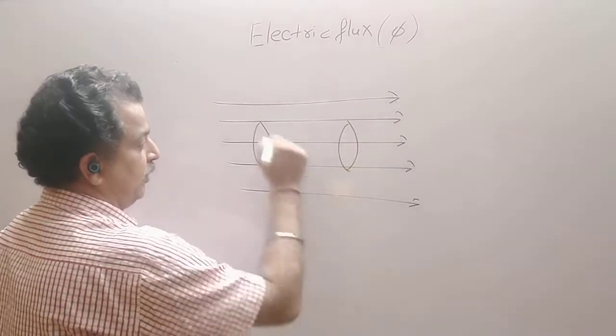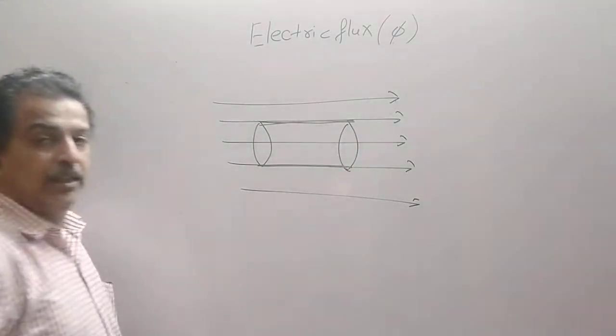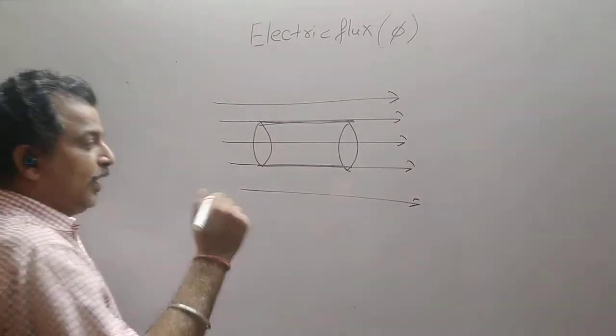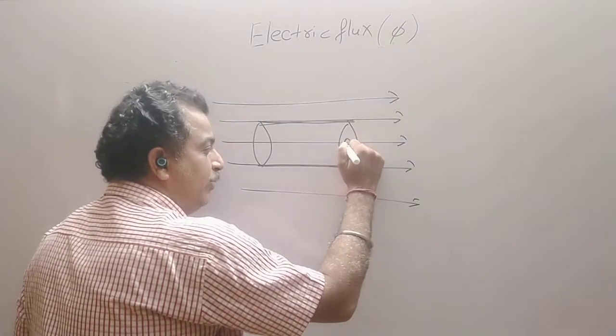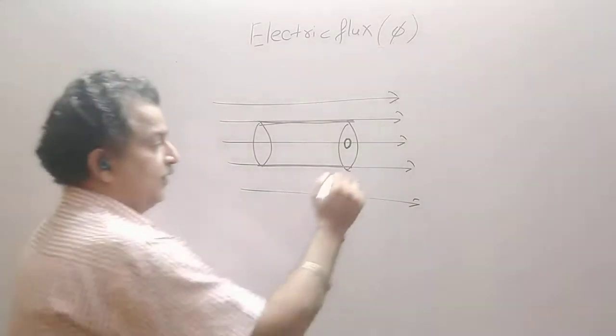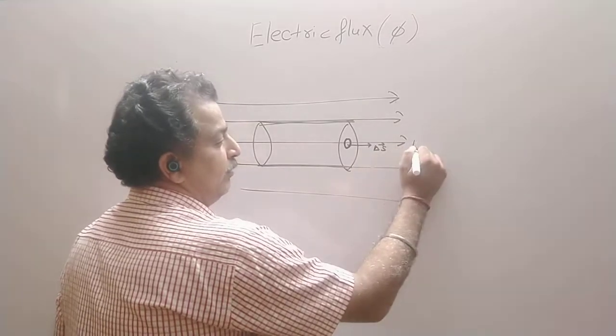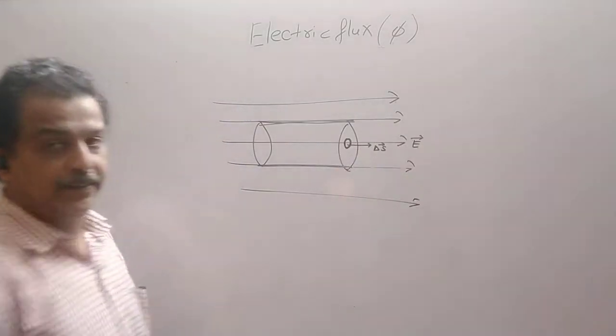Now this is a cylinder. It is made up of 3 parts. Now let us consider a small element of this. This is a small element, delta S. So this is delta S vector. Field is along the x-axis.